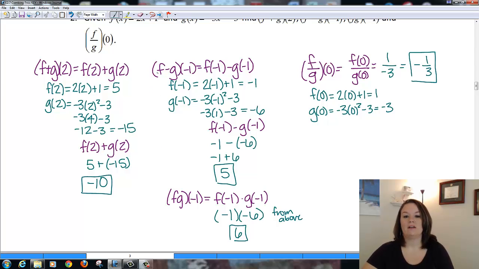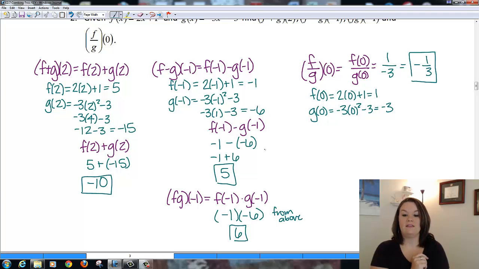Okay. When I find (f minus g) of negative 1, again, find f of negative 1, which here is negative 1, find g of negative 1, which is negative 6, and then I'm subtracting them. Make sure you subtract them in the correct order. If you get f and g switched, it's going to change your answer. So here I get negative 1 minus negative 6. My double negatives become positive, which gives me a 5.